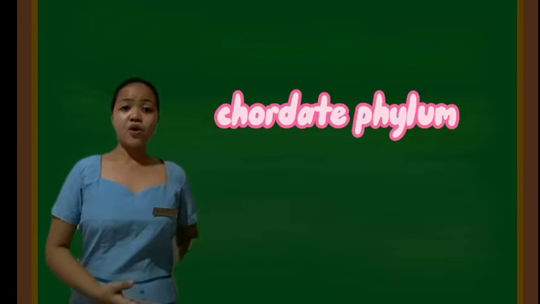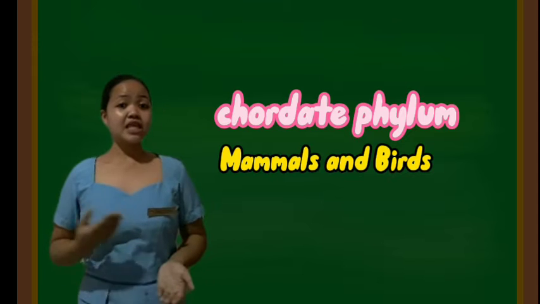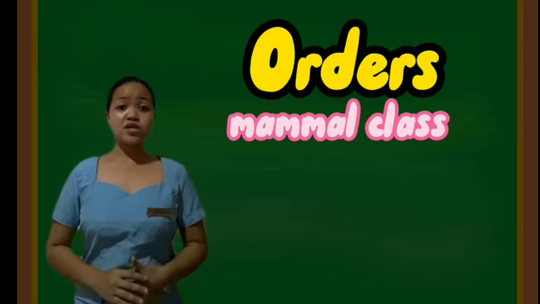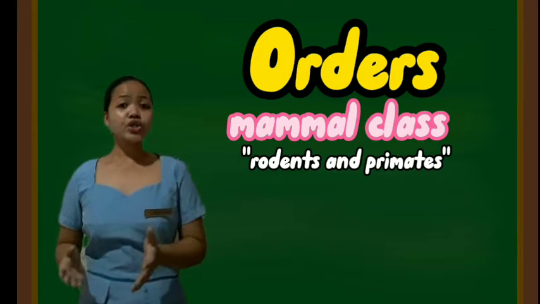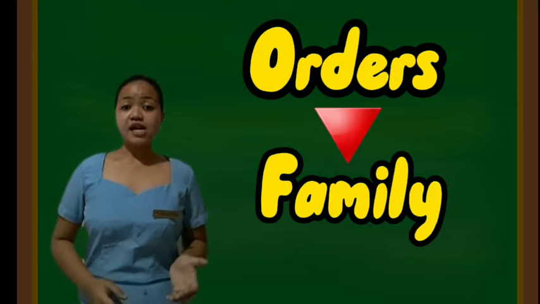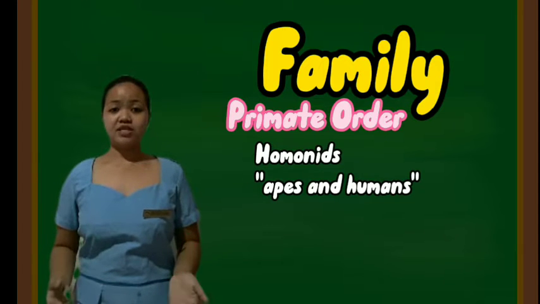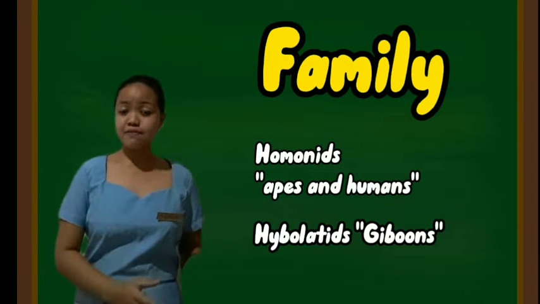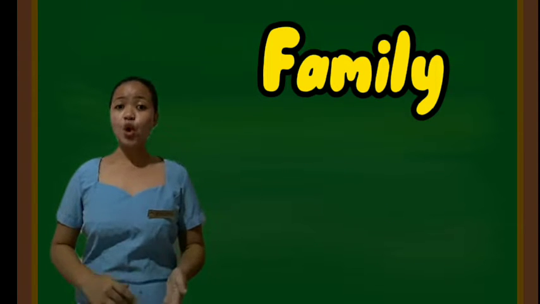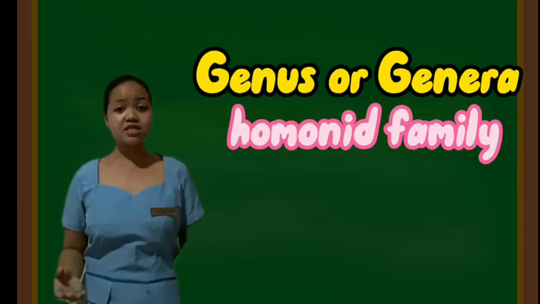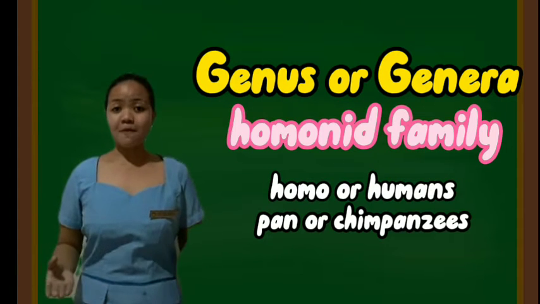Examples of classes in the chordate phylum are the mammals and the birds. Then class is divided into orders. Orders in the mammal class include the rodents and the primates. Order is then divided into family. Families in the primate order include the hominids, which are apes and humans, and hylobatids, which are gibbons. Below family is the genus or the genera. Genera in the hominid family include Homo, or the humans, and Pan, also known as the chimpanzees.